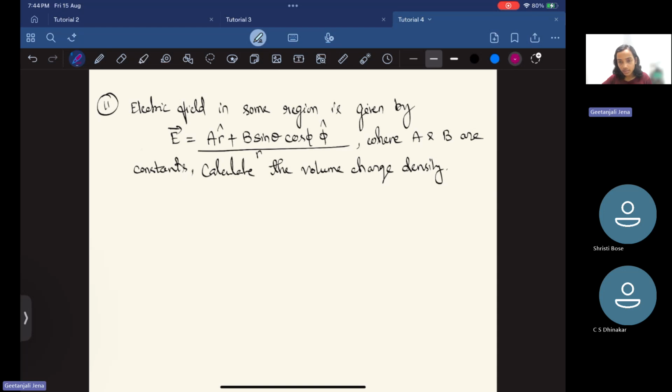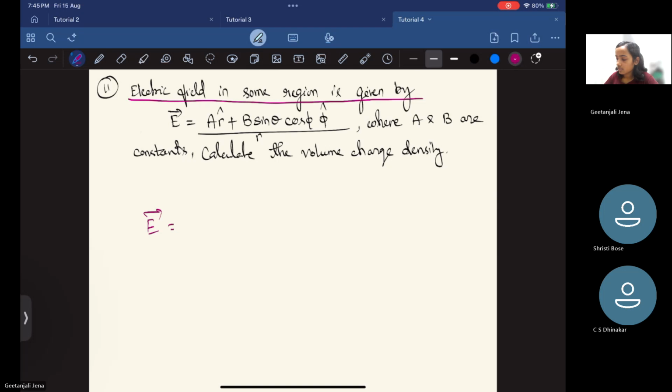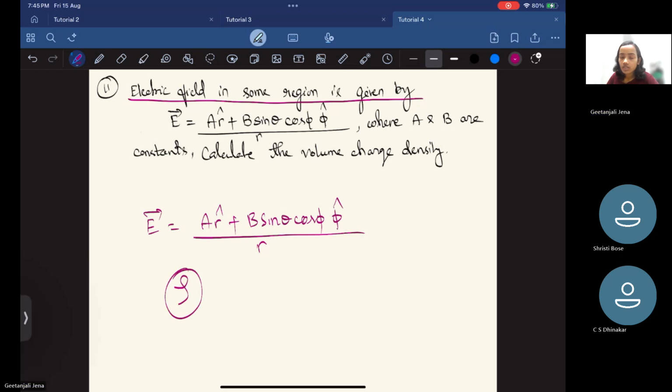So the next problem, let me go through the next problem in between. There is an electric field in some region, which is given by E = (A/R) k̂ + (B sin theta cos phi / R) î. A, B are constants, and it is asking you to find out what will be the volume charge density, which is rho. Calculate it and let me see whether you are able to calculate.